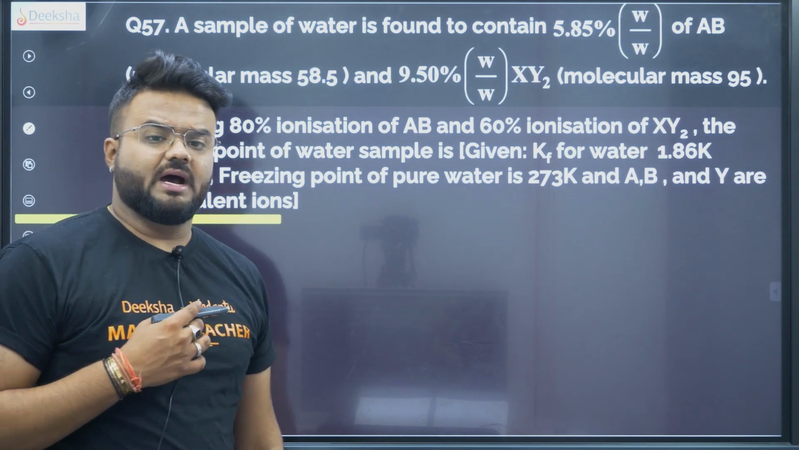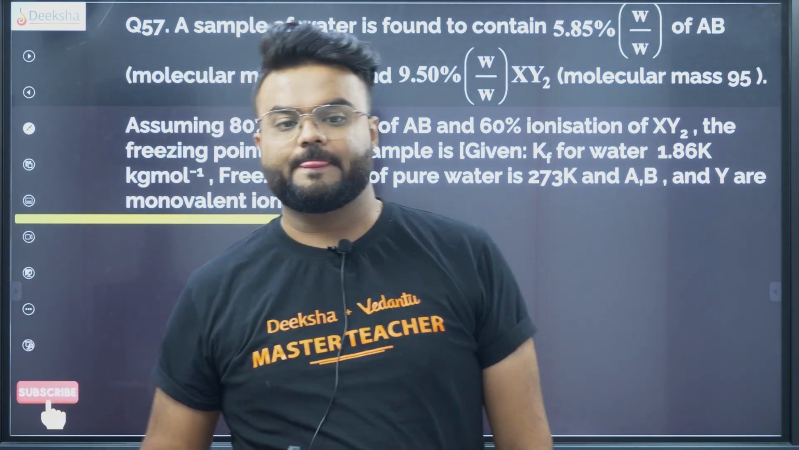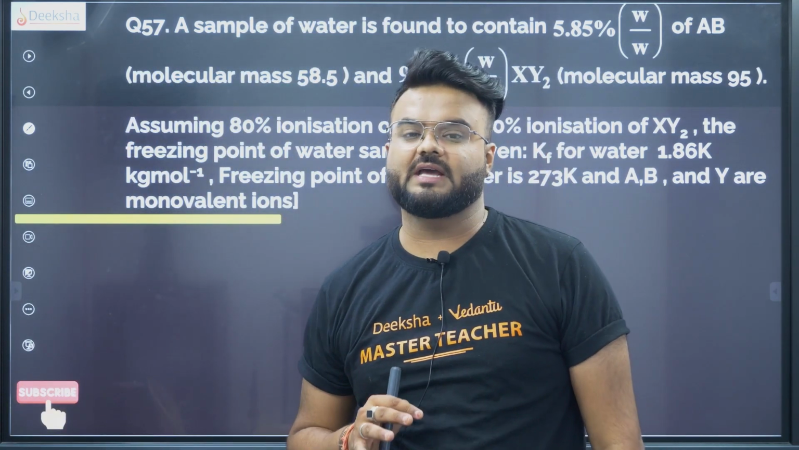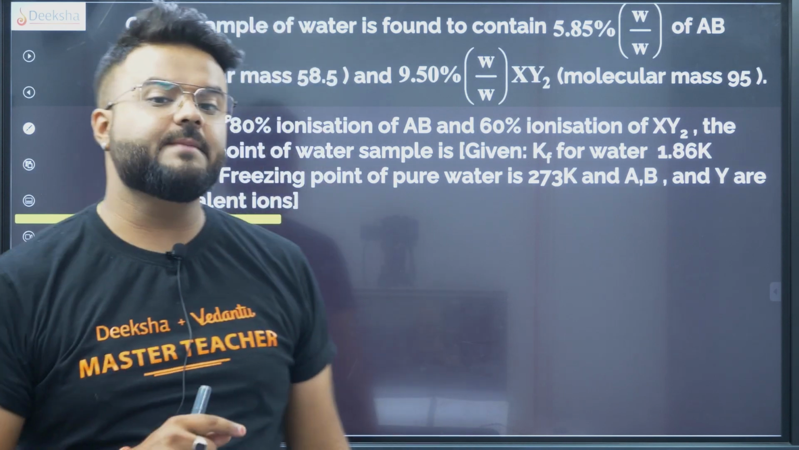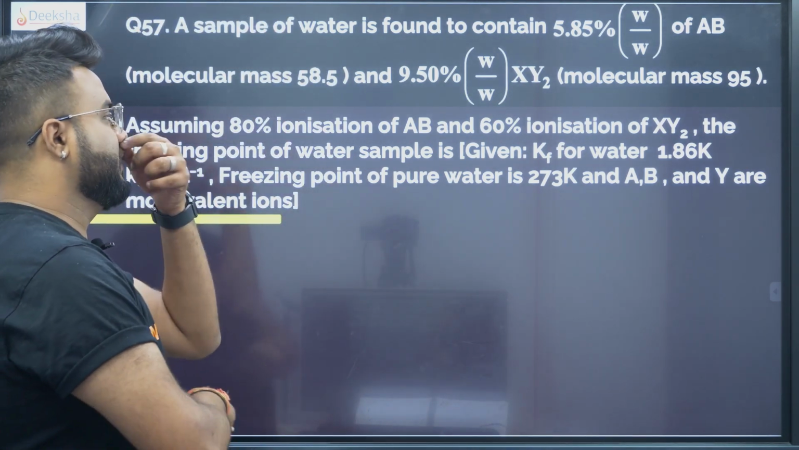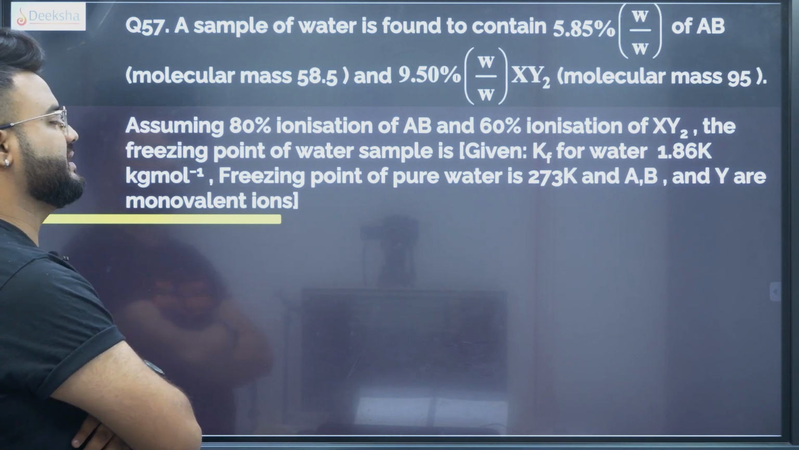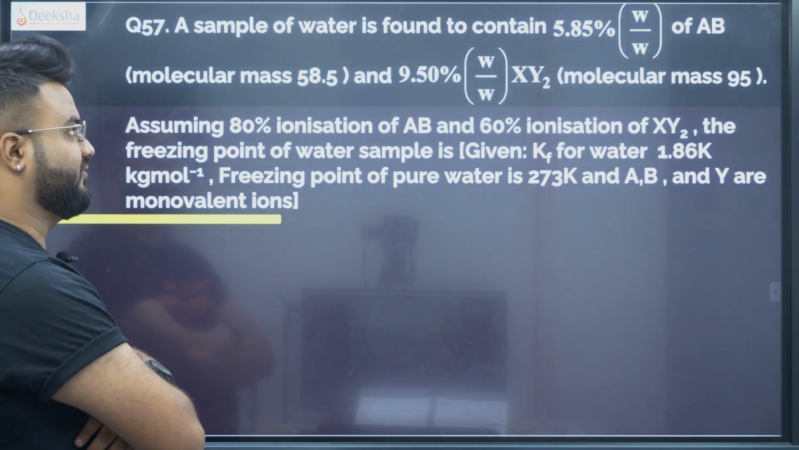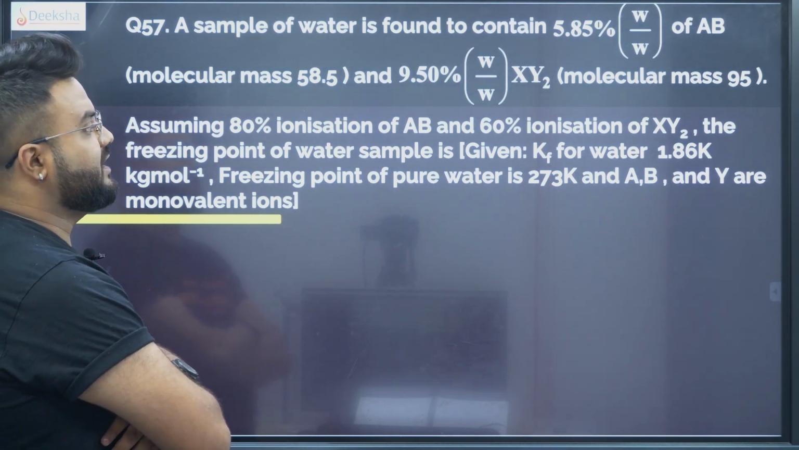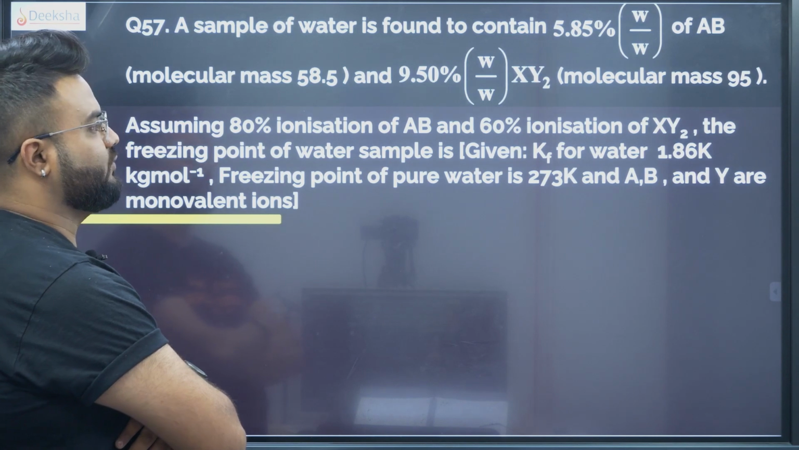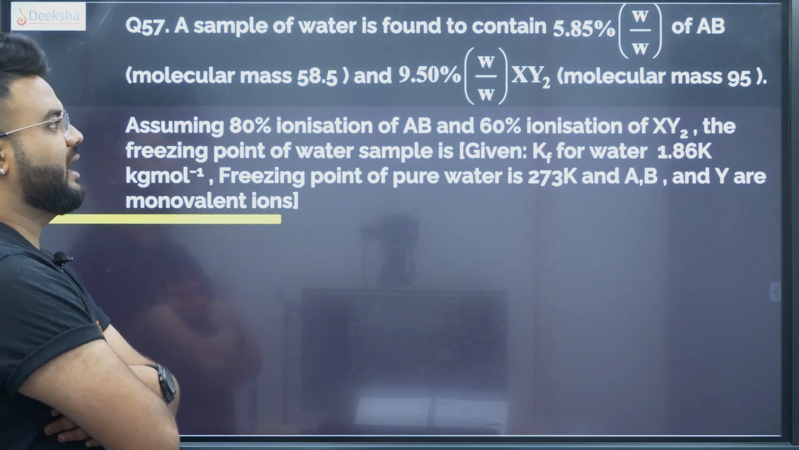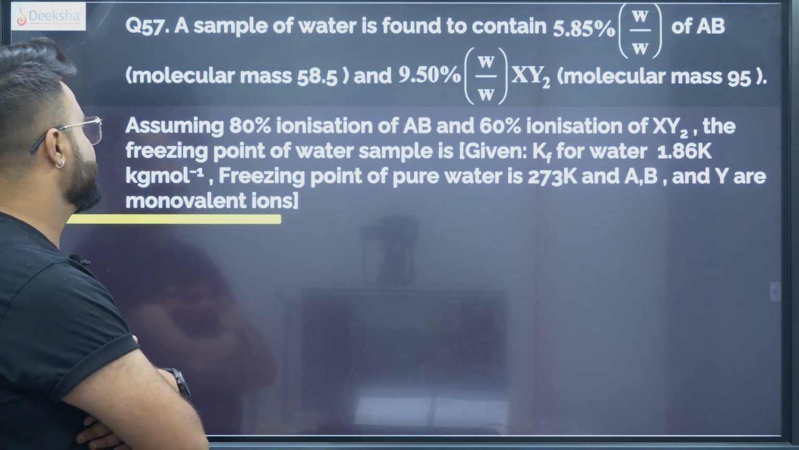So this is a very simple, direct question they have given: a sample of water contains 5.85% weight by weight of AB, molecular mass 58.5, and 9.50% weight by weight of XY2, molecular mass 95.